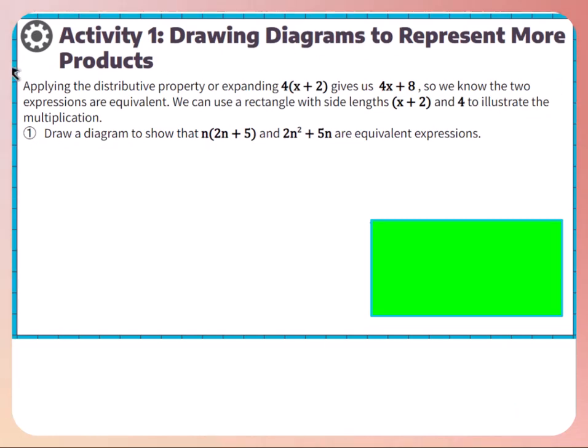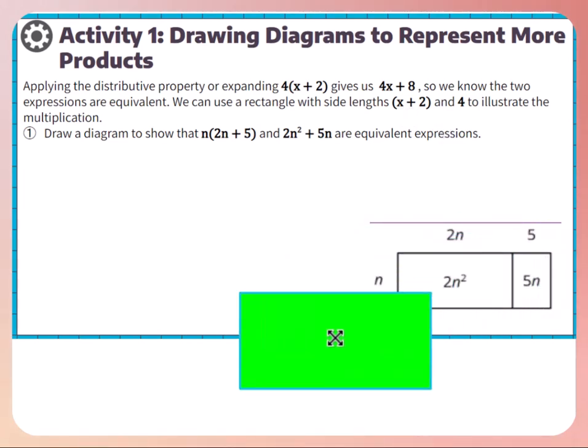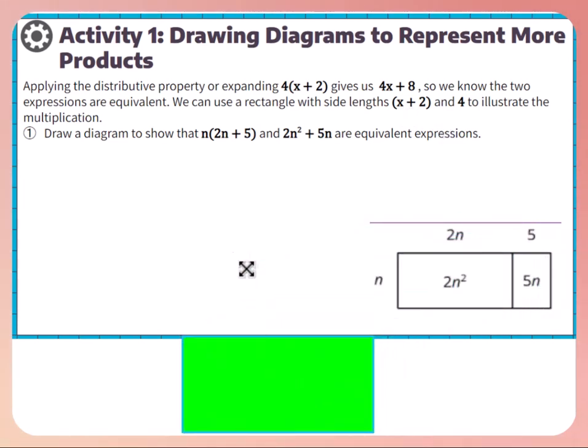On page 67, Activity 1, drawing diagrams to represent more products. Applying the distributive property or expanding 4 times (x plus 2) gives us 4 times x plus 4 times 2, which is 4x plus 8. So we know the two expressions are equivalent. We can use that rectangle or box method with side lengths x plus 2 and 4 to illustrate multiplication.